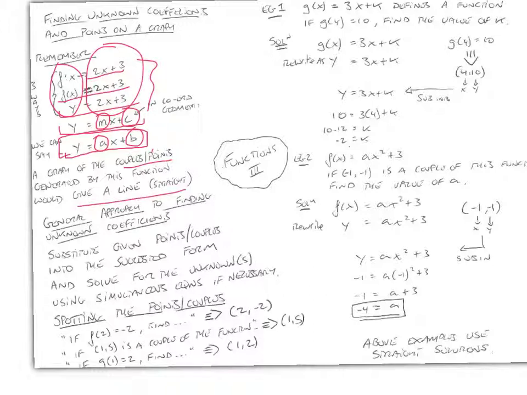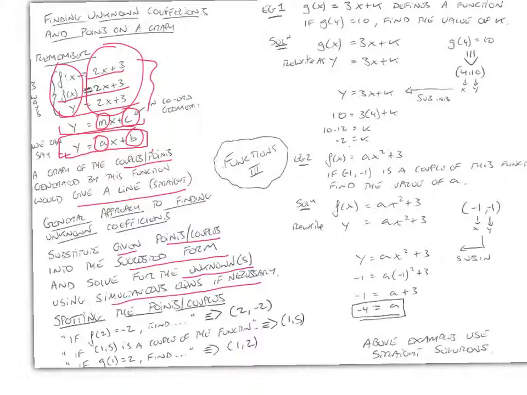A graph of the couples or points generated by these functions would give a straight line. So the general approach to finding unknown coefficients is that we'll be given points or couples, same thing, and we'll substitute those given points into the suggested form. So if it's a line problem, we'll put it into y equals ax plus b, and we'll solve for the unknowns using simultaneous equations if necessary.